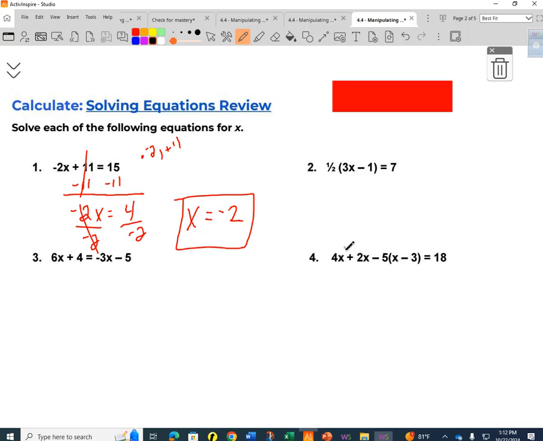If we have a fraction in our equation, we can get rid of that fraction. If there's only one fraction, we can just multiply the entire equation by the denominator of that fraction. If it's got more than one fraction, we can multiply that entire equation by a multiple of all the denominators.